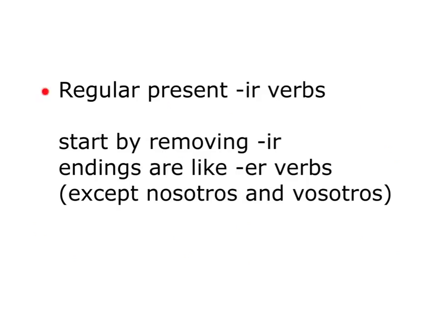Let's review what we've seen in this video about regular present IR verbs. To conjugate, we start by removing the IR. We add the endings, which are a whole lot like ER verb endings except for nosotros and vosotros. As you work with AR, ER, and IR verbs, you'll notice patterns, some places where they have things in common and some places where they have things that are different.